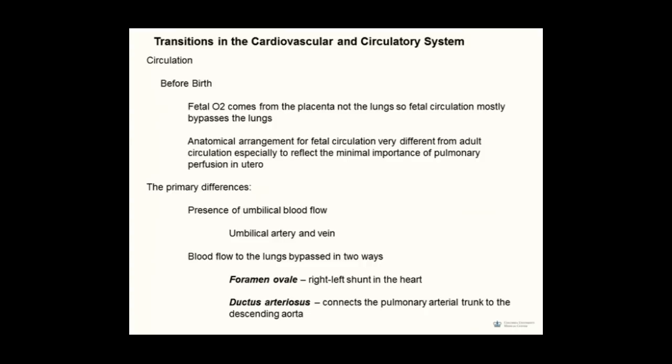The first bypass is the shunt that exists in the heart, called the foramen ovale, and it's between the right and left atria. And then there's also a small vessel called the ductus arteriosus, and it connects the pulmonary artery, the blood that's going from the right side of the heart destined to go to the lungs, directly to the aorta. So instead of going to the lungs, it goes directly into systemic circulation. So we have to end our umbilical blood flow and we have to close our two shunts.